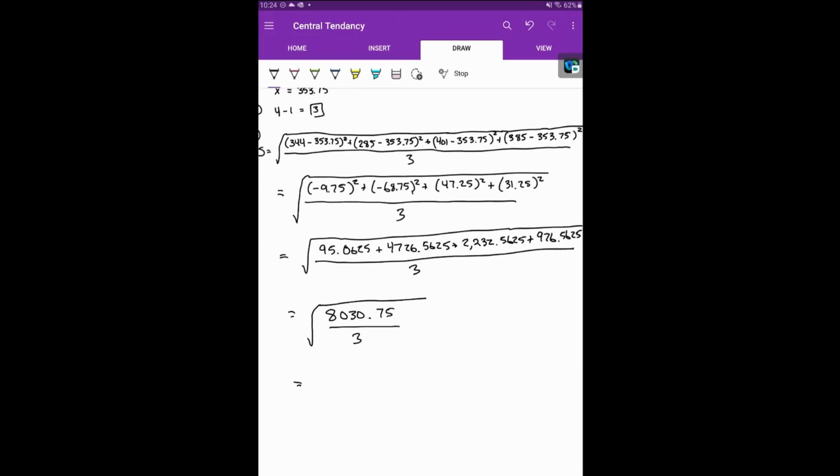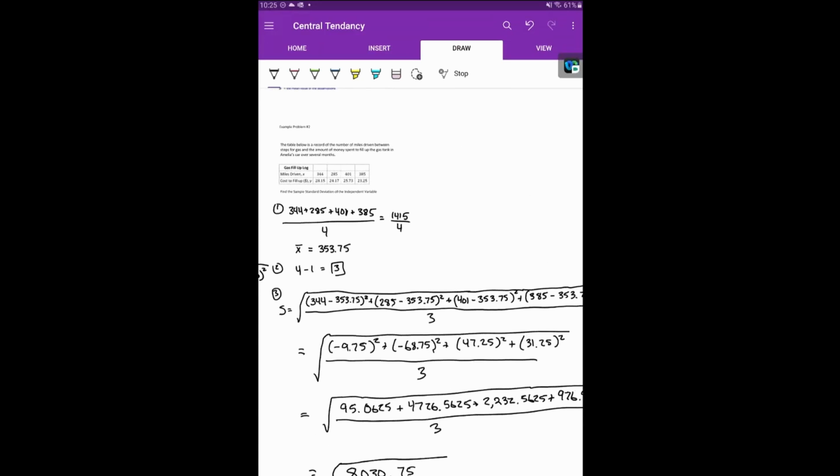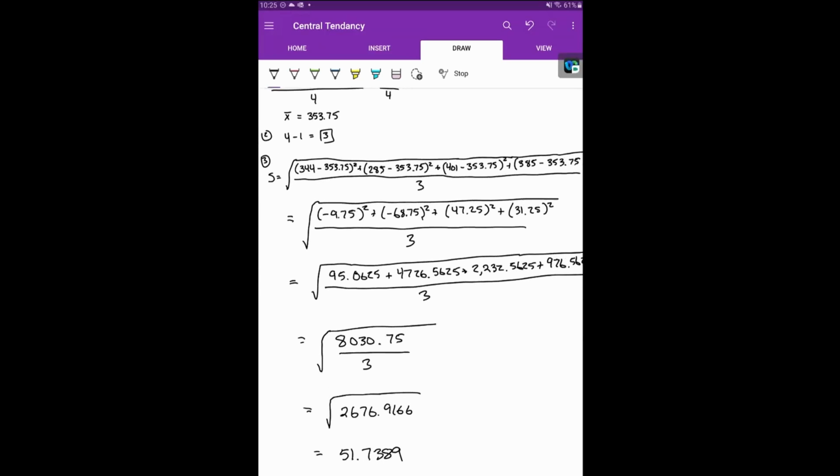Inside the square root, 8,030.75 divided by 3 gets us the square root of 2,676.9166. And then we take the square root of that, and we get roughly 51.7389. So that right there is the sample standard deviation of the miles that Amelia has driven by filling up her tank.